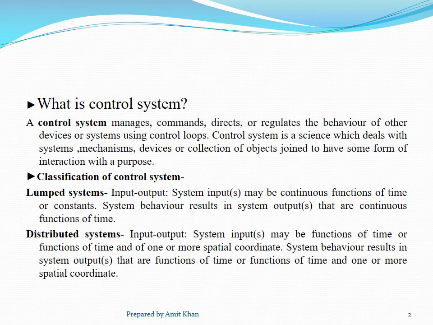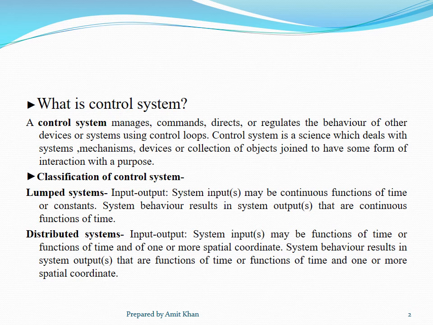Now at first comes what is a control system. A control system is a science which deals with systems, mechanisms, devices or collections of objects joined to have some form of interaction with a purpose. It actually manages, commands, directs or regulates the behavior of other devices or systems using control loops. Next is the classification of control systems.